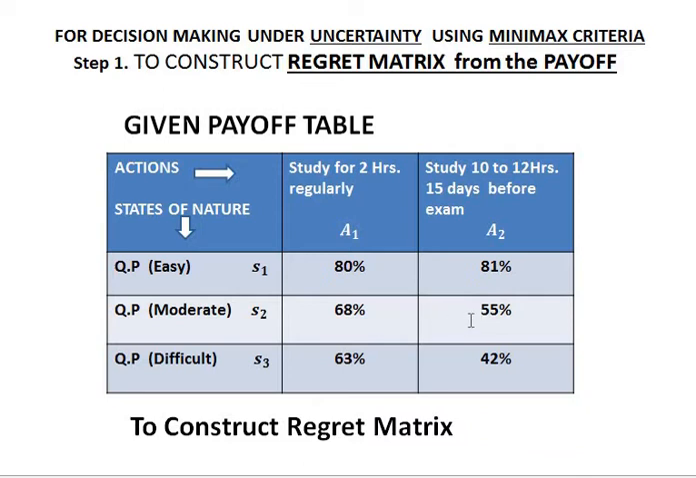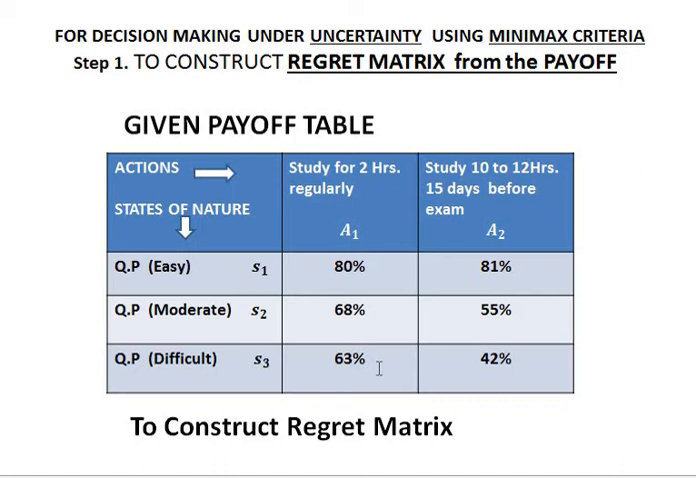68 minus 55, that is 13% regret Y may feel. Okay, that means this regret is calculated by selecting the maximum among these two and then subtracting the figure. So here in this case, for X 0% regret, for Y 13% regret. Similarly, come to the third state of nature.